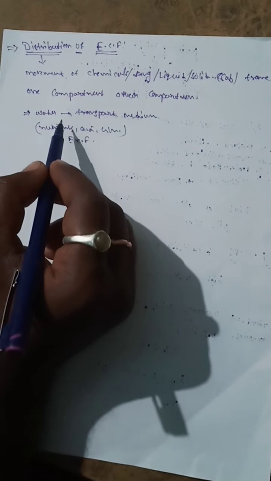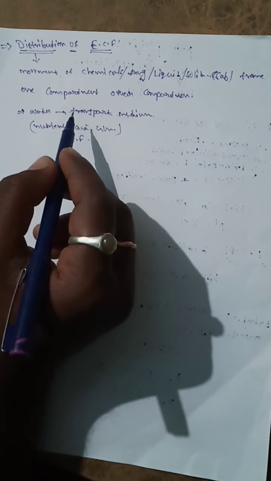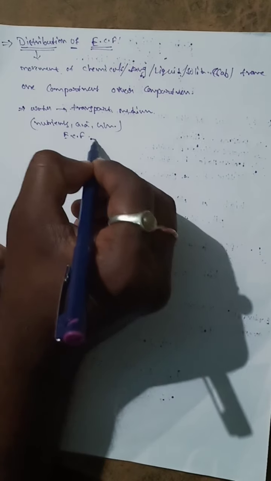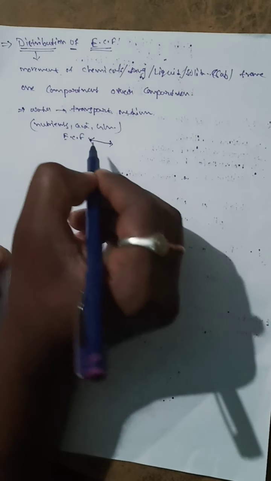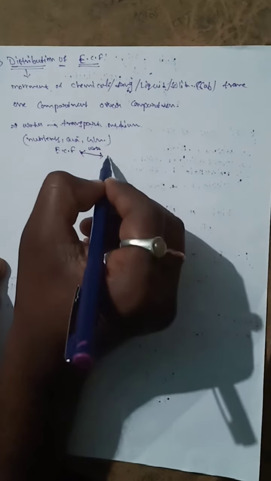Substances enter into the cells and wastage comes out. So the substances entering the extracellular fluids are transferred from one compartment to another compartment by using water. By using water, extracellular fluid is transferred. So this is the distribution of the extracellular fluid.